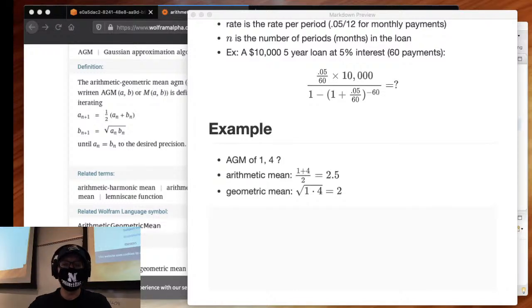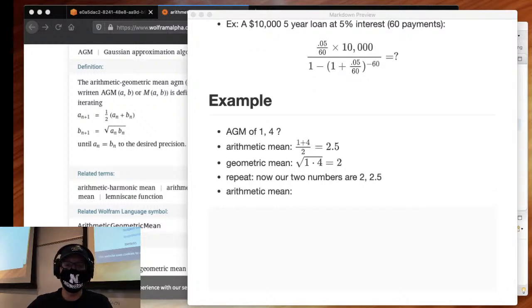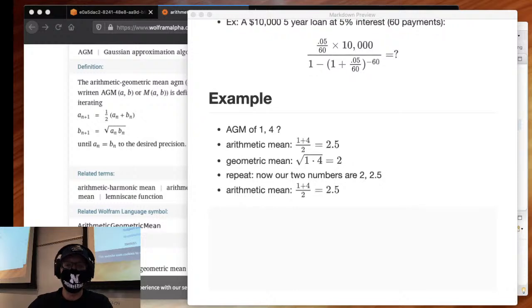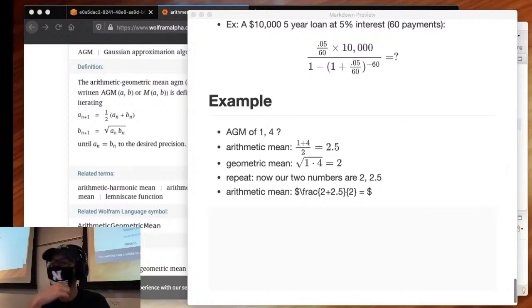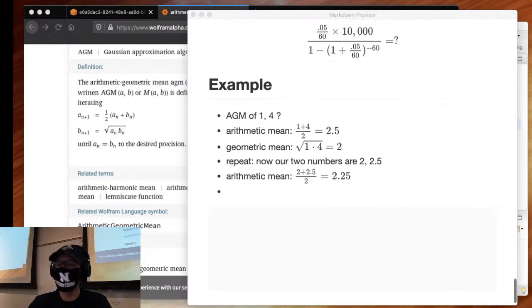So we repeat. Now our two numbers are 2 and 2.5. What's their arithmetic mean? Well, I just put what I did up above. Instead of 1 and 4, it's going to be 2 and 2.5. And what is the answer there? 4.5 divided by 2 is going to be 2.25. Is that right? All right. Help me out with my math.